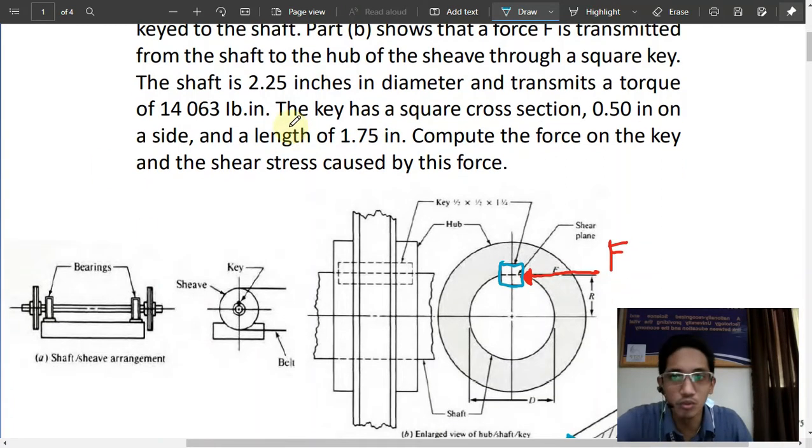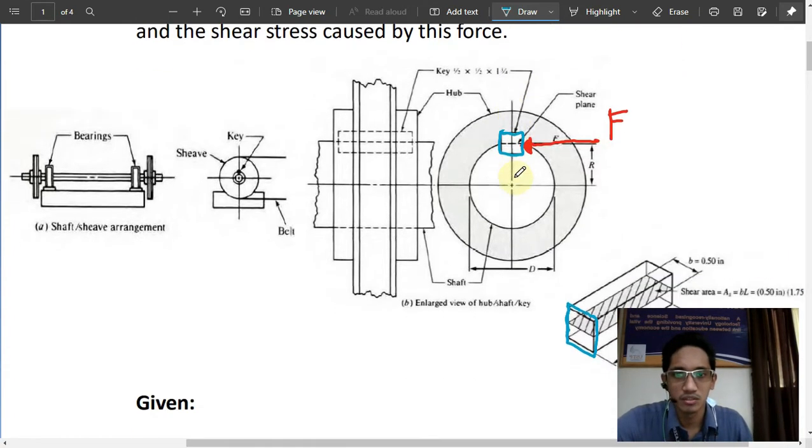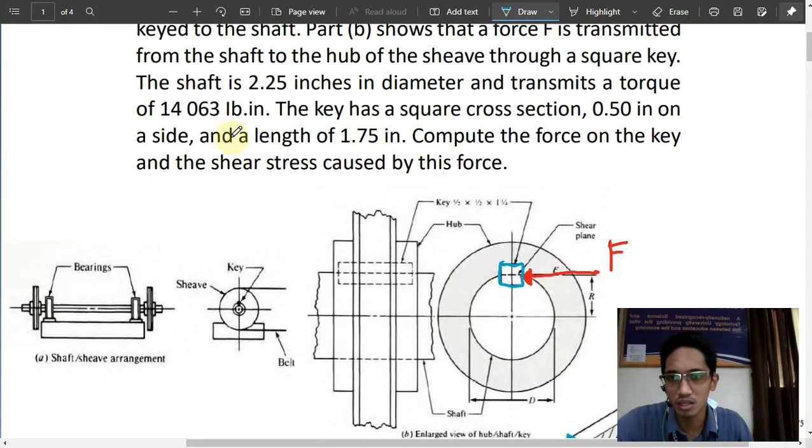So the shaft is 2.25 inches in diameter and transmits a torque of 14,063 pound-inch. The metric unit of torque is Newton meter, and this is the English unit. So pound is equivalent to kilogram, and inch to meter. This pound is pound force, so other books use the terminology pound force inch.